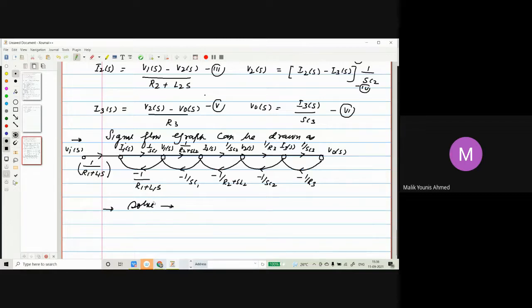So how many forward path gains will there be? There will be only one forward path gain. That's clear. Then how many loops will there be? There will be 5 loops: 1, 2, 3, 4, and 5. It's a straightforward question after that. Only this much you need to draw carefully, and then it's a straightforward question. Okay.